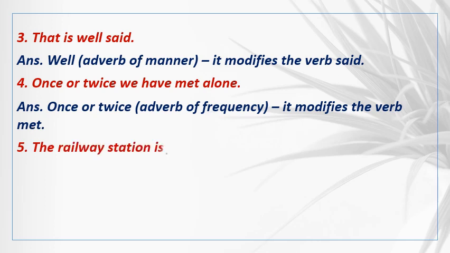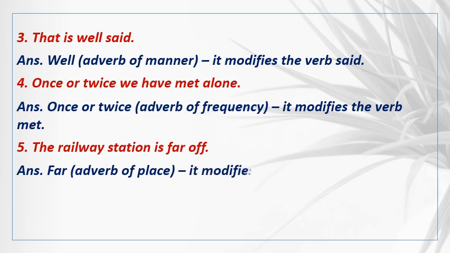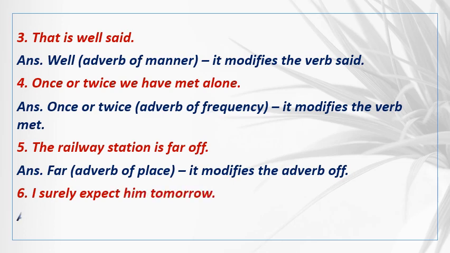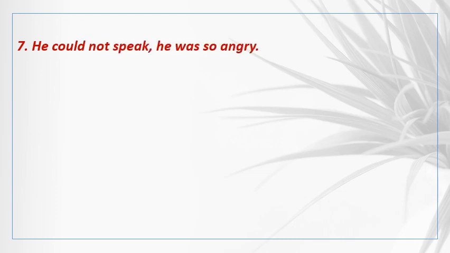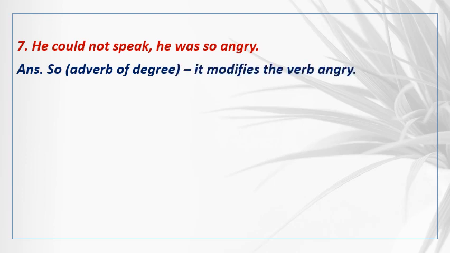Number 5, the railway station is far off. Answer is far. It is adverb of place. It modifies the adverb off. Number 6, I surely expect him tomorrow. Answer is surely. It is adverb of affirmation. It modifies the verb expect. Number 7, he could not speak. He was so angry. Answer is so. It is adverb of degree. It modifies the adjective angry.